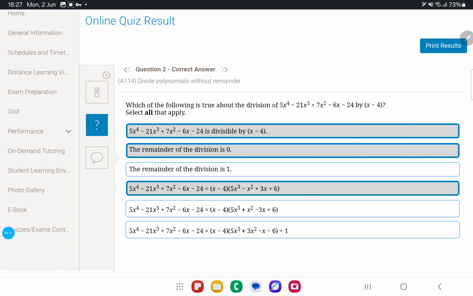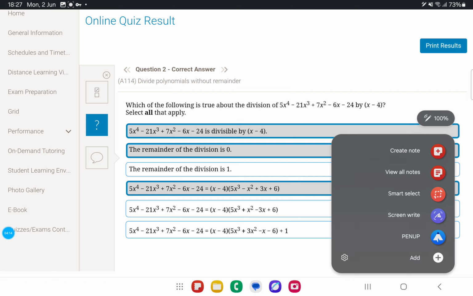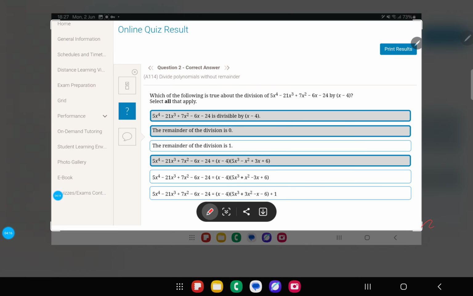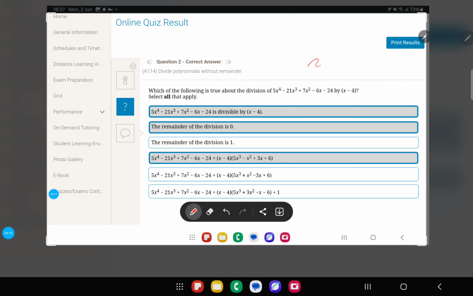This question came last week, so it's going to be a piece of cake. We have the division of 5x to the power of 4 minus 21x cubed plus 7x squared minus 6x minus 24 by x minus 4. So we're going to do long division: x minus 4 into 5x to the power of 4 minus 21x cubed plus 7x squared minus 6x minus 24.